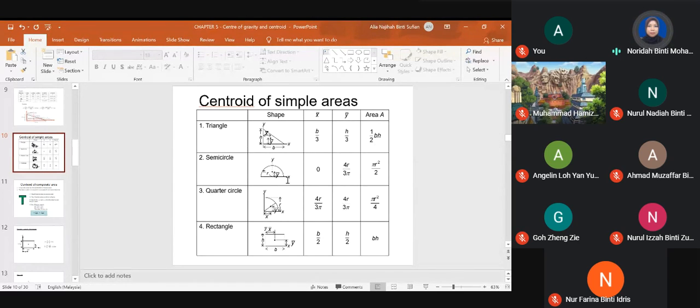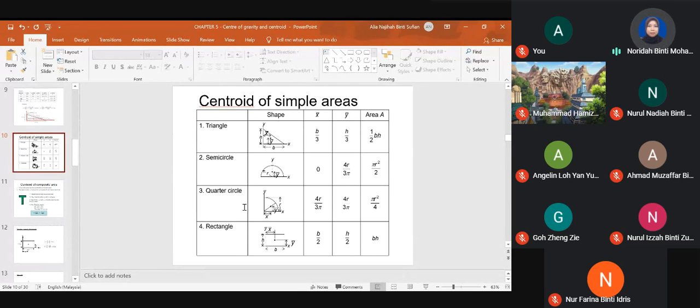We also have semicircle. Semicircle here, the X bar is 0 because the X bar now is on the Y axis. The Y bar is 4r over 3 pi. R is the radius of the semicircle. Area is pi r square over 2, because it is a semicircle. If it is a circle, it is pi r square.